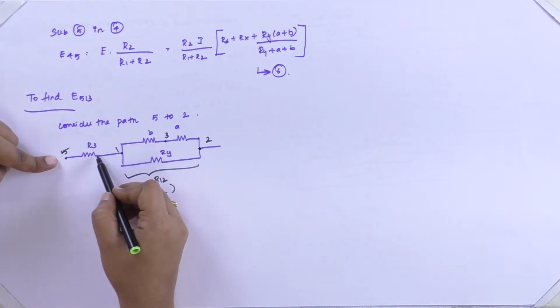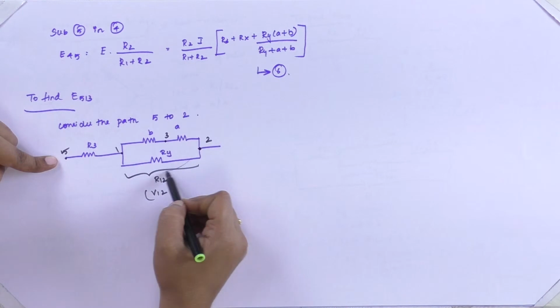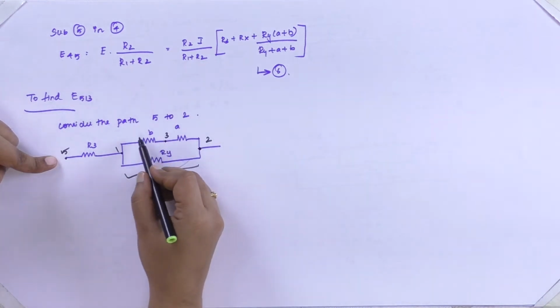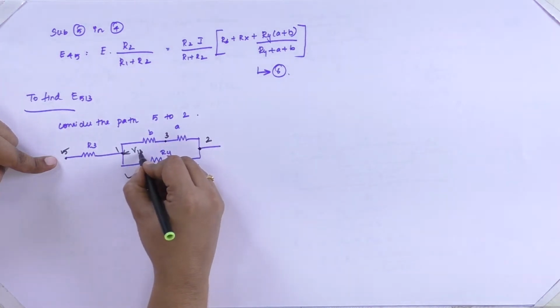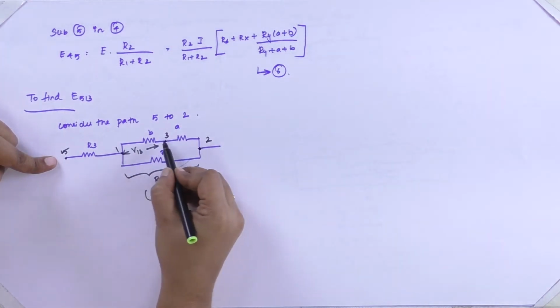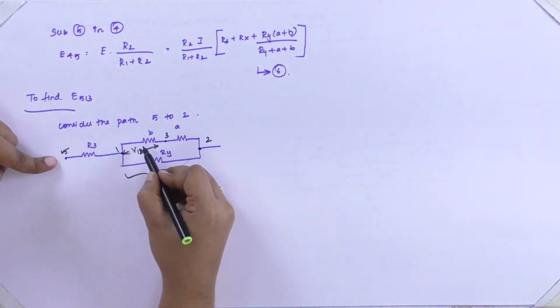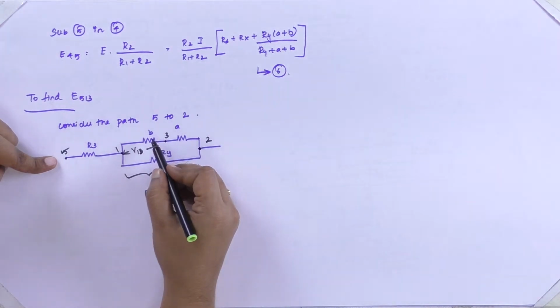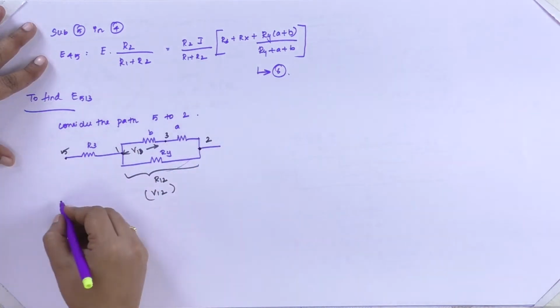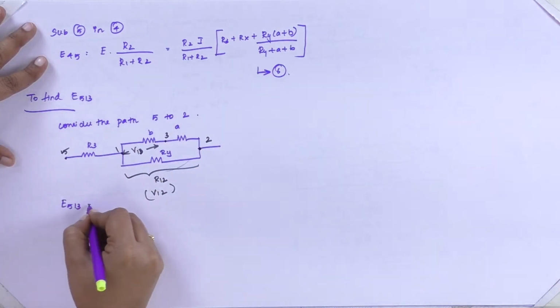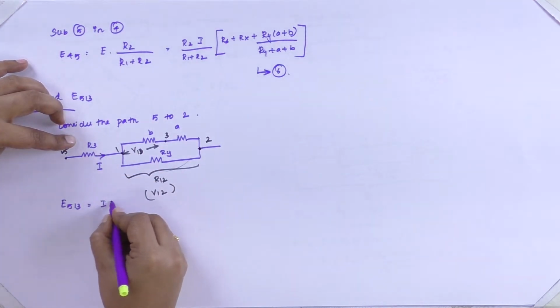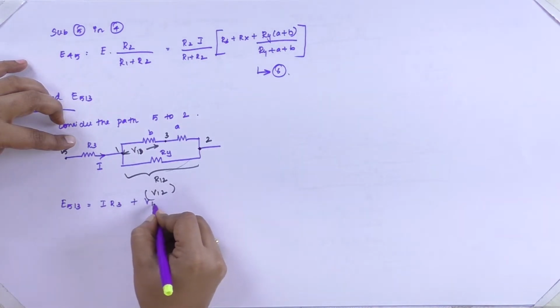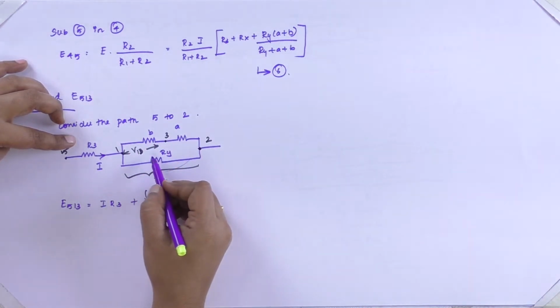So, the drop across R3 can be considered, but in this circuit I need only the drop across this resistor B. So, I am going to take this drop across resistor B as V13, since B is connected between the points 1 and 3. So, from this circuit E513 will be equal to I into R3 plus V13, where I is the current flowing through this circuit. I need only V13, so I have to calculate the value of V13.